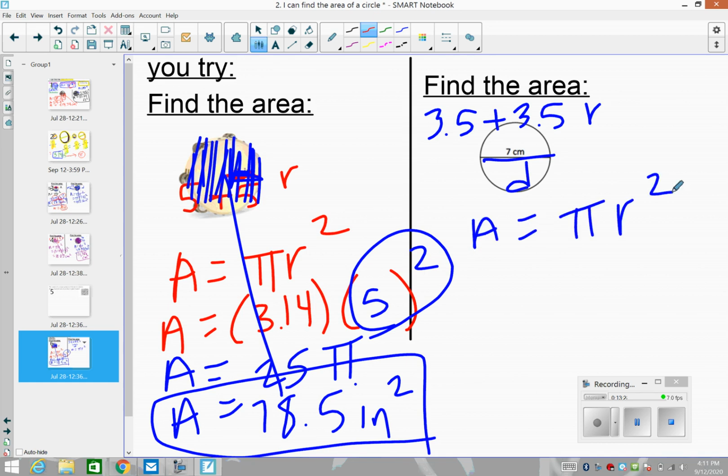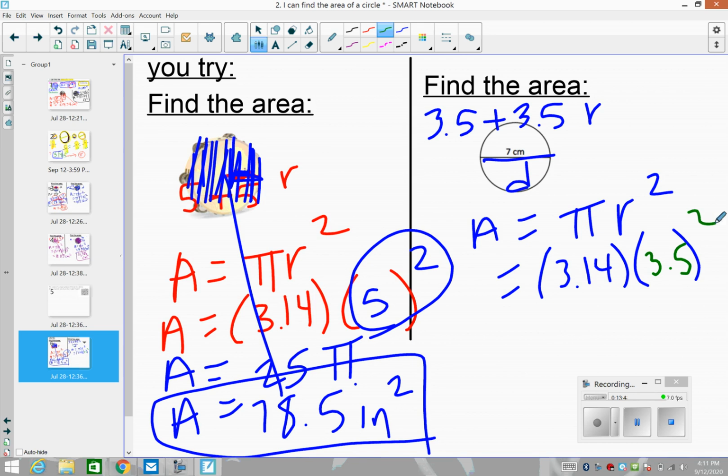Area of a circle is pi r squared. Sounds like area to me. We go 3.14 as our approximate for pi. My radius is this decimal as 3.5. I am going to use my calculator on this one. 3.14 times 3.5 quantity squared.